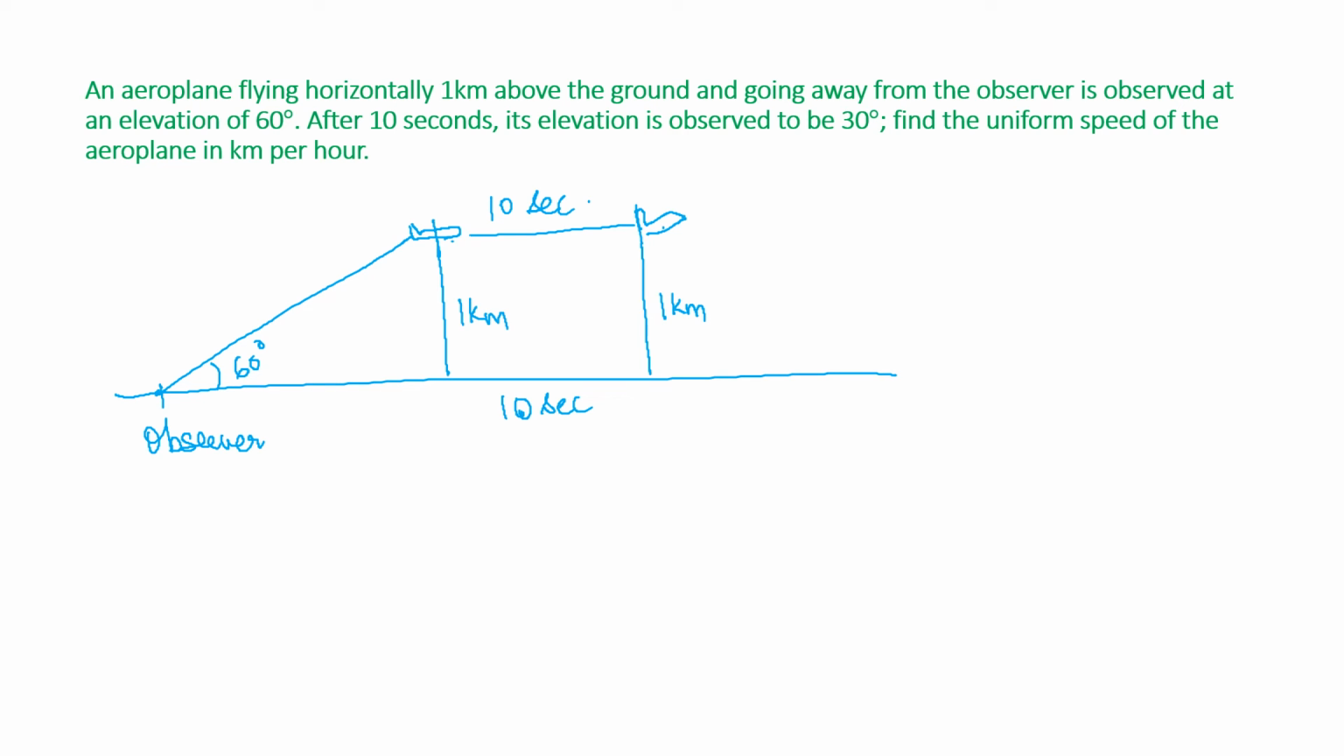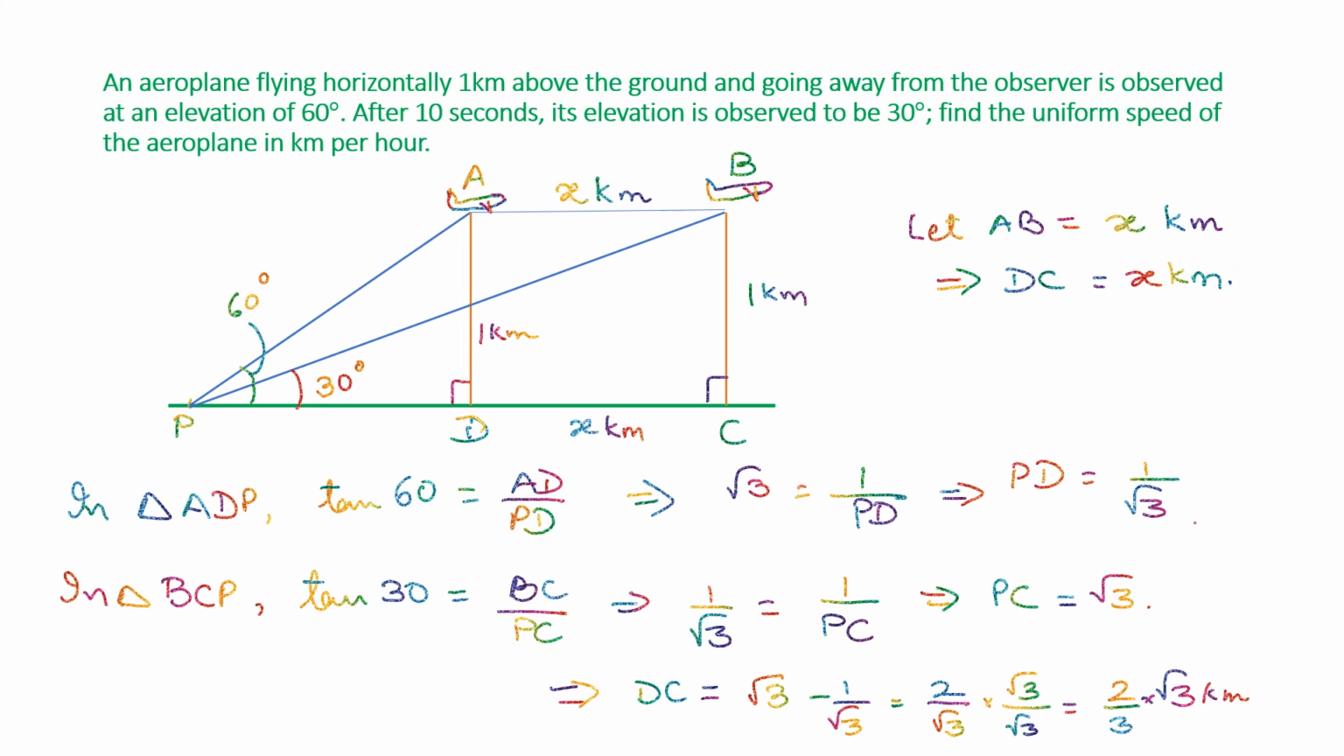The angle of elevation is observed to be 30 degrees. That means from here, when he is observing now, this is going to be equal to 30 degrees. We have to find out the uniform speed in kilometers per hour. Speed is equal to distance upon time. I have the time over here. I want to find out the distance between this and this. What is the distance traveled by the flight? So this is the understanding of the question. Now let us go to the proper figure and calculation.